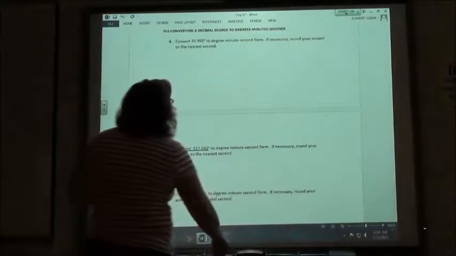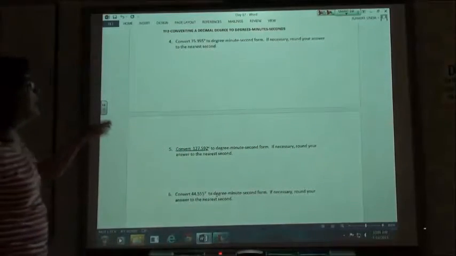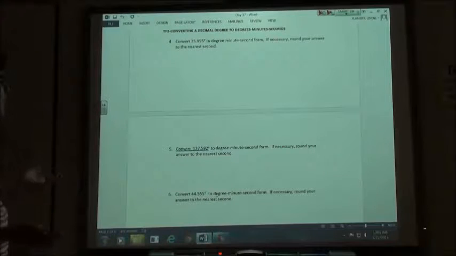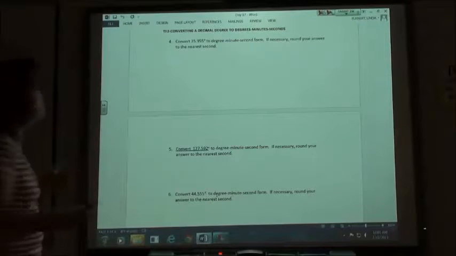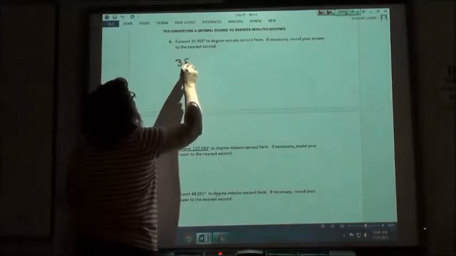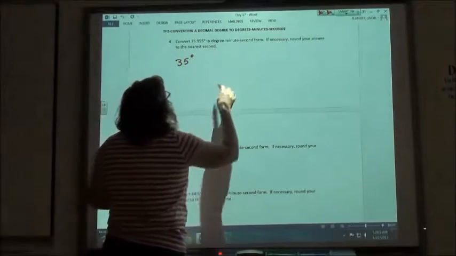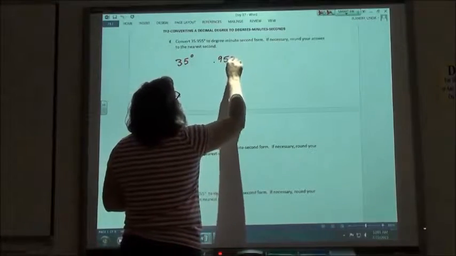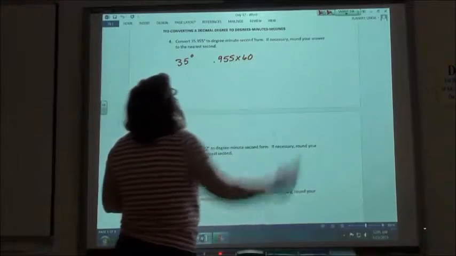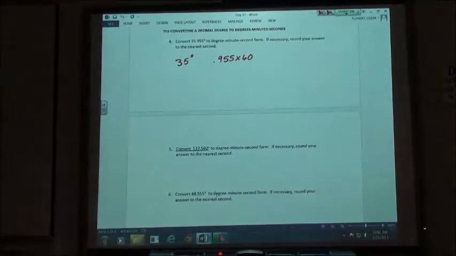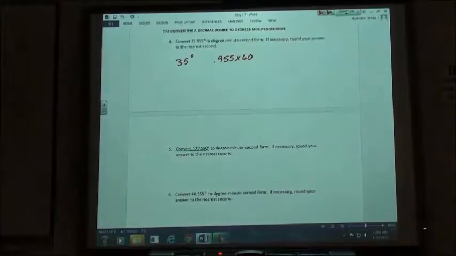On the next part, we're going to take it from the decimal equivalent and change it into degree, minute, and second form. So the 35 in front of the decimal is the degrees. So I'm going to have 35 degrees. I'm going to take the 0.955 times 60, since there are 60 minutes in a degree. I hid my calculator. I've got to grab my calculator here.